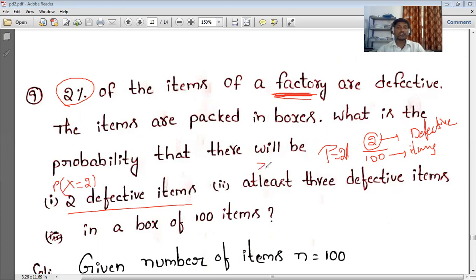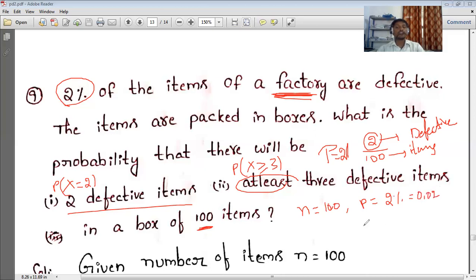And next, at least 3 defective items. At least is nothing but simply greater than or equal to 3. So we have to calculate P of x greater than or equal to 3. In a box of 100 items. It means in a box, how many items are they keeping? 100 items. So n is equal to how much? Number of items, 100. So we get an idea: n we know, and p also we know, 2%, so that is nothing but 0.02.